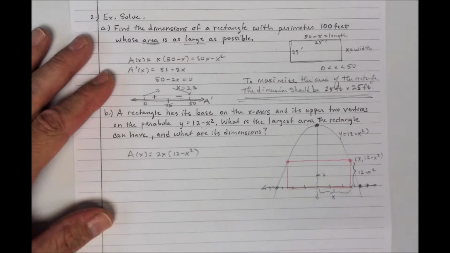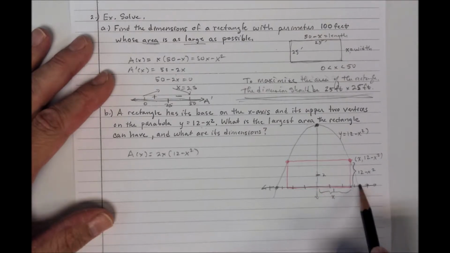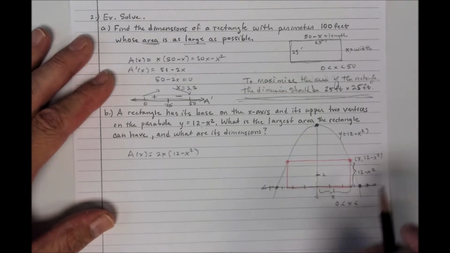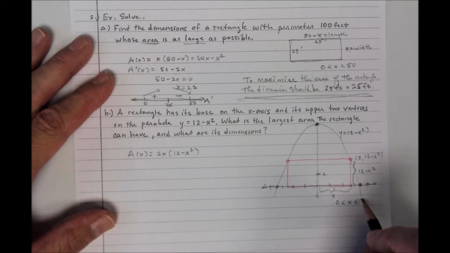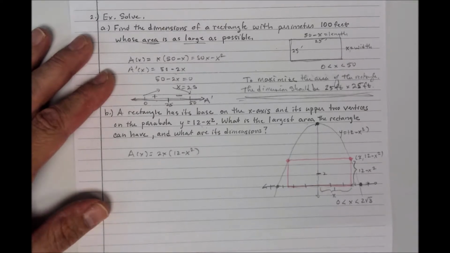Now, do we have any restrictions on x? Well, absolutely. X is not going to be negative, and it can't go past 2 square roots of 3. So my x value here is between 0 and this x-intercept, which I think was 2 square roots of 3, or about 3.4. So we have that restriction there.